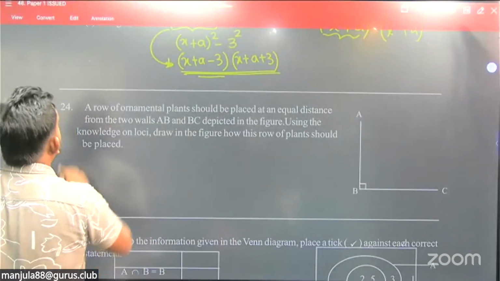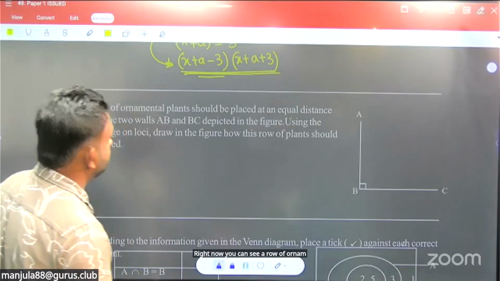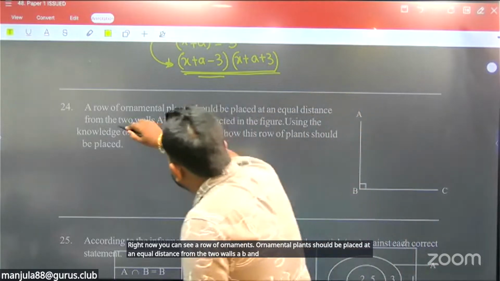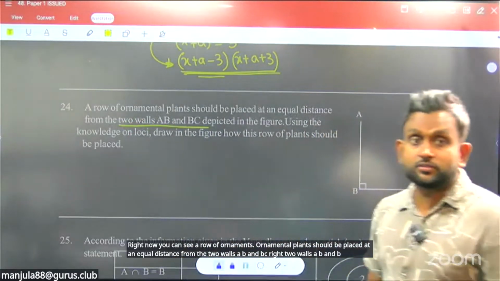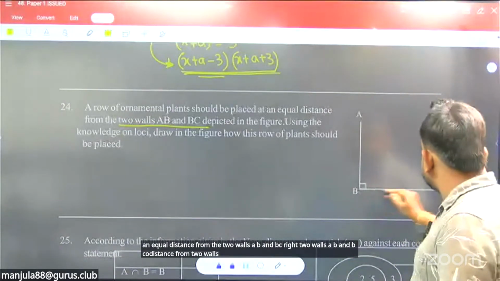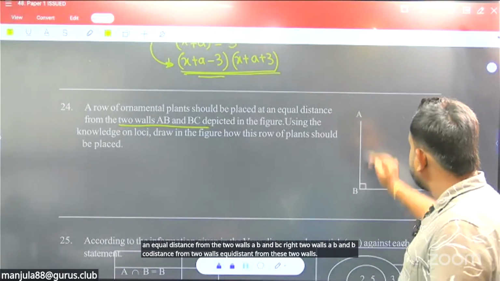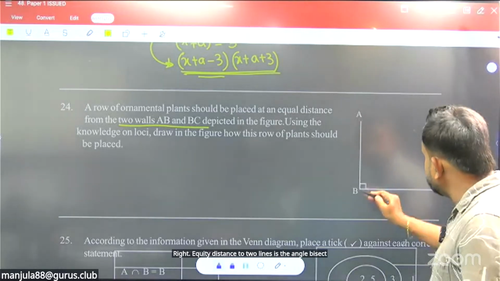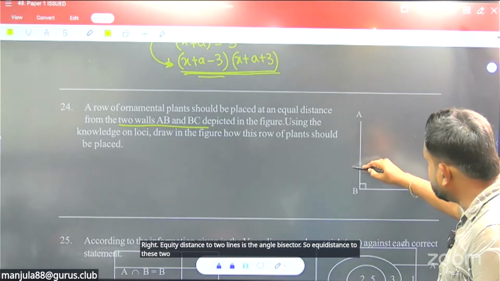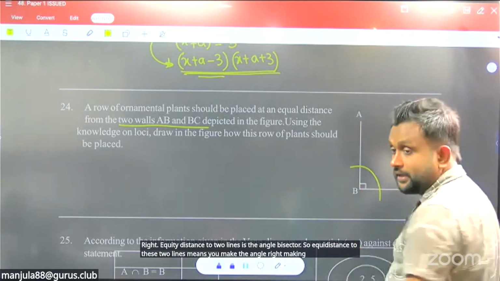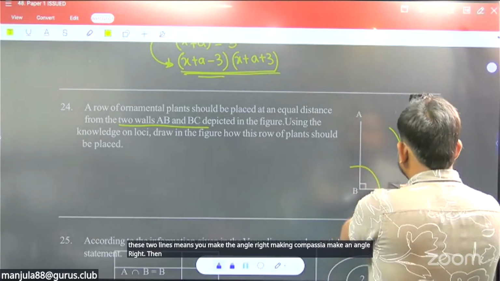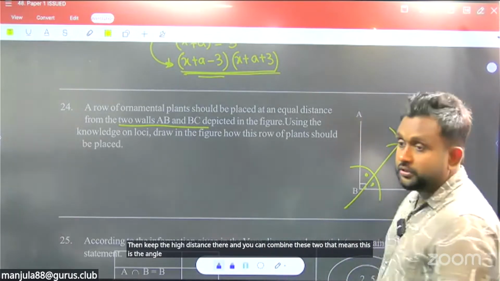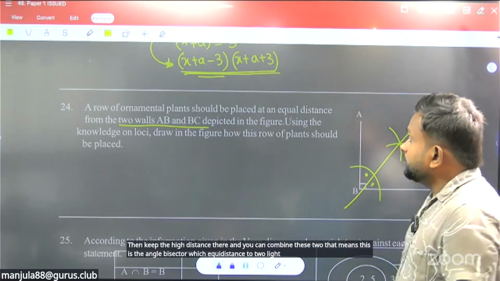Right. Now you can see a row of ornamental plants. Ornamental plants should be placed at an equal distance from the two walls AB and BC. Right. Equidistance to two lines is the angle bisector. So equidistance to these two lines means you make the angle bisector. Making compass arcs there, keep the same distance there, and you can combine these two. That means this is the angle bisector, which is equidistant to the two lines. Okay, depicted in the figure.